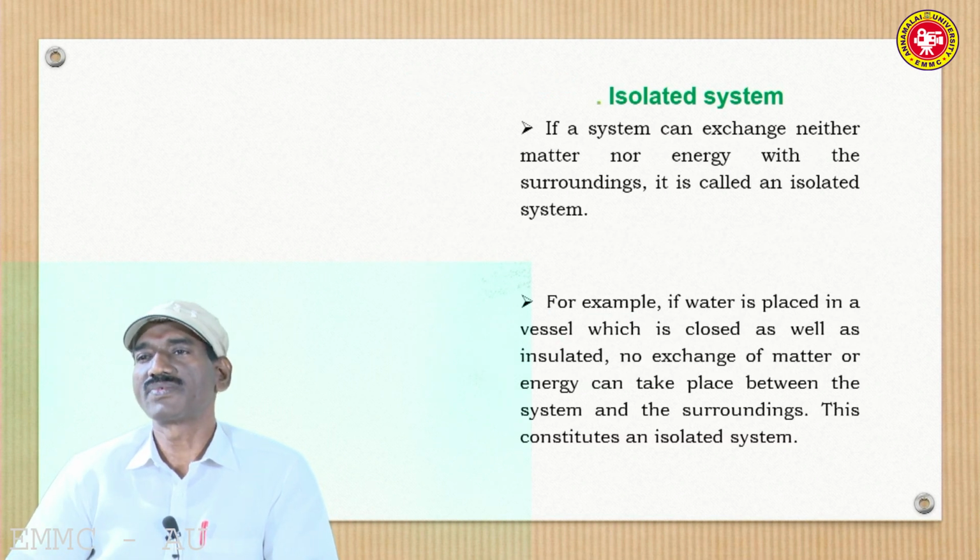Isolated system. If a system can exchange neither matter nor energy with the surrounding, it is called an isolated system. For example, if water is placed in a vessel which is closed as well as insulated, no exchange of matter or energy can take place between the system and surroundings. This constitutes an isolated system.